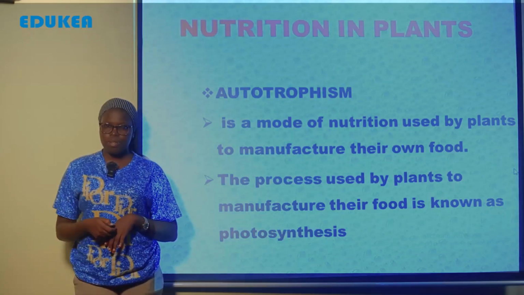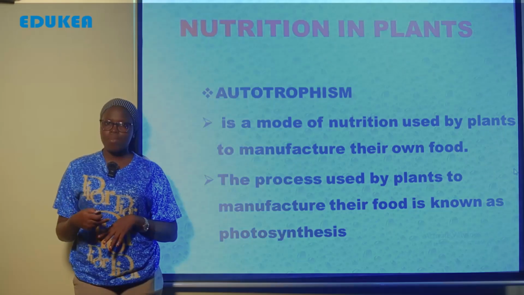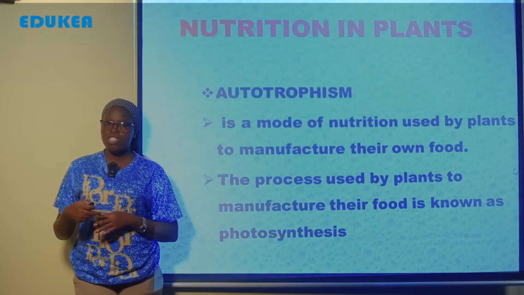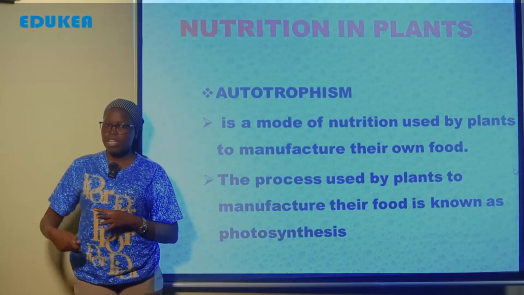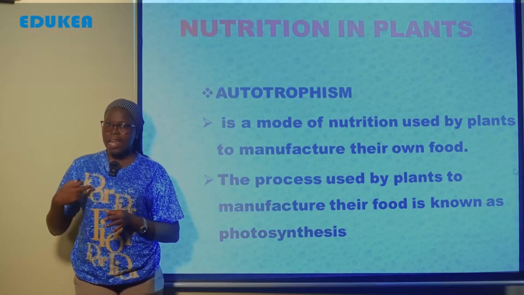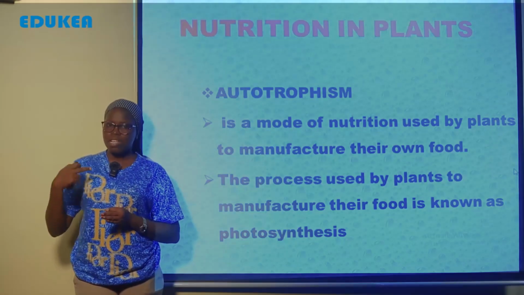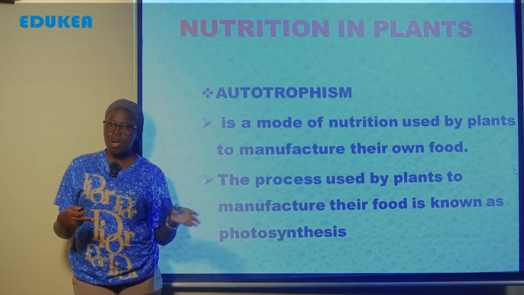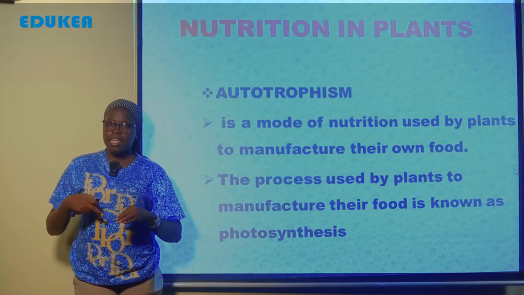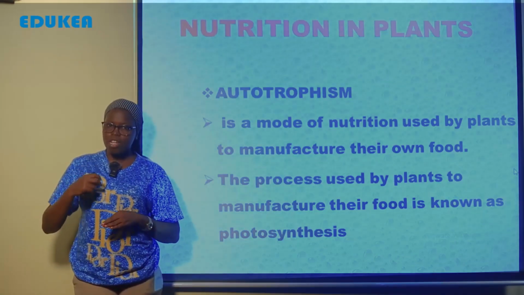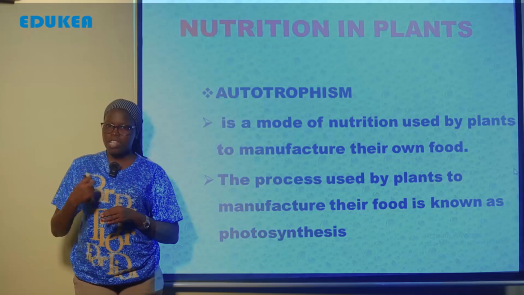Kwa hiyo autotroph ni wale organism au plant ambao wanakuwa na uwezo wa kujitengenezea chakula wenyewe, especially green plants and the green algae, lakini kile kitendo cha kuweza kutengeneza chakula chake inaitwa autotrophism. Lakini process yenyewe ambayo inatumika katika kutengeneza chakula ndio tunaita photosynthesis.